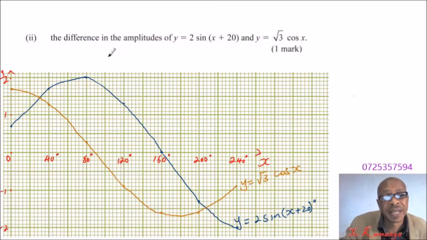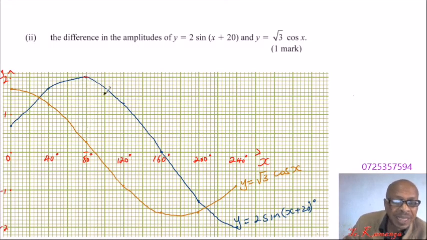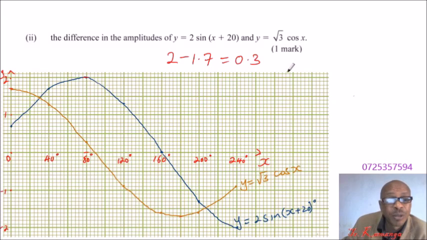Here we are supposed to get the difference in amplitude of y is equals to 2 sine x plus 20 and y is equals to root 3 cos x. You get 1 mark. So the amplitude is the maximum height from the x-axis. We can say the maximum height of the first one is 2. You minus the other one. You can either use this part, but you take the magnitude, or you can use this one. Because there is a curve, you can get the maximum. It is 1.7, which you get, it is 0.3. So the difference in amplitude is equals to 0.3.